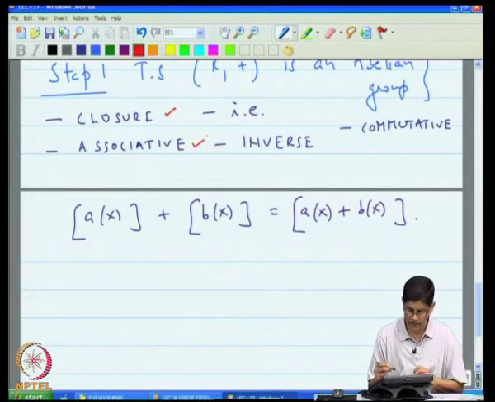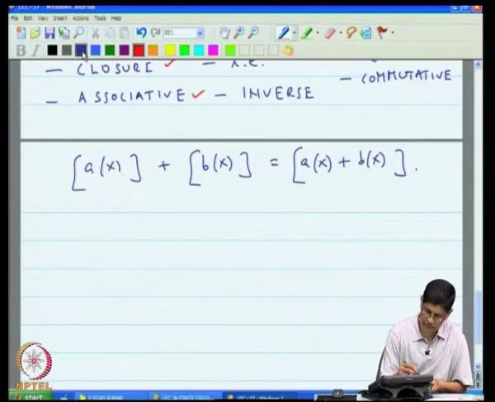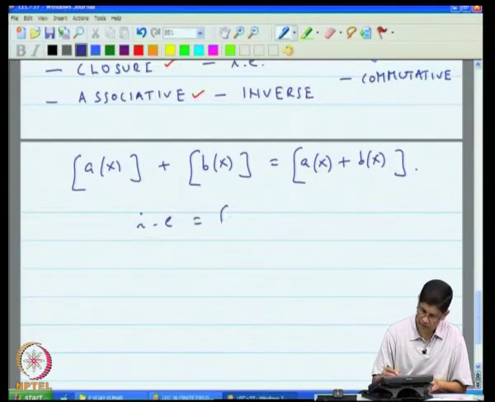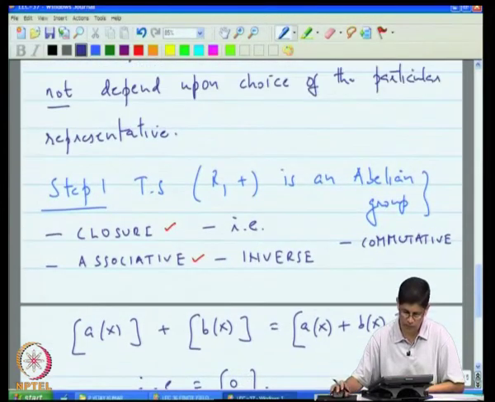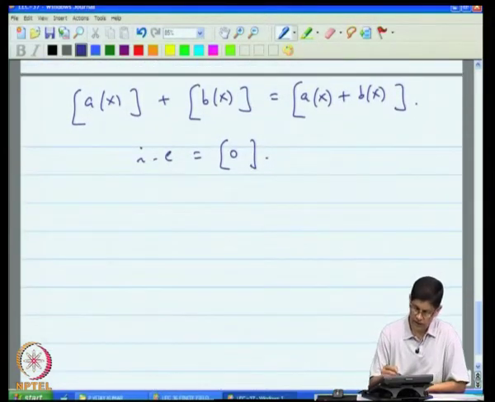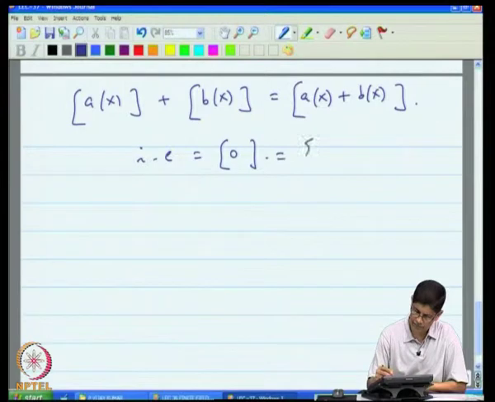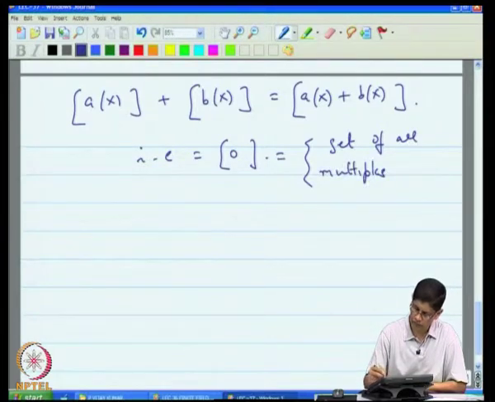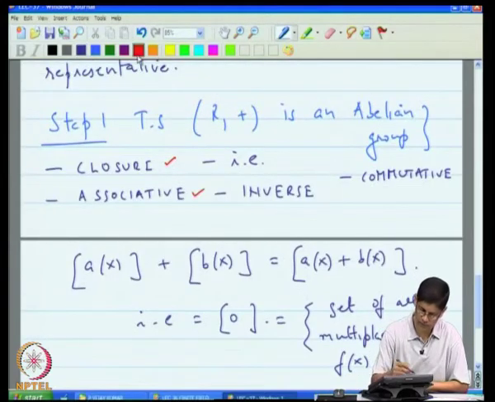The identity element, if you spend a little bit of time thinking about it, you will see that the identity element in this case is the equivalence class of 0. Now, remember that the equivalence class of 0 is all those polynomials which have the property that their difference is divisible by f of x. So, this is precisely the set of all multiples of f of x. So that is your identity element. So that is also rather straightforward.